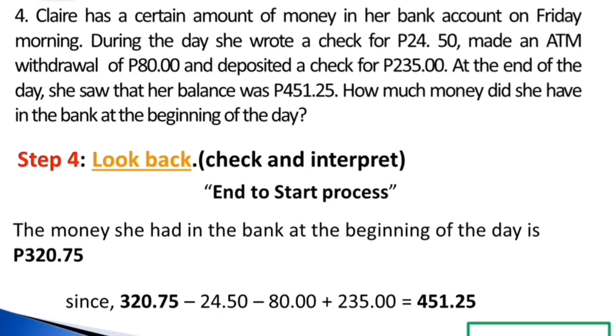So 320.75 subtracted by 24.50 because she wrote a check, then another subtraction because she made an ATM withdrawal. Then right after that is addition because she put some money by depositing it, an amount of 235. Since the balance at the end of that day is 451.25, that really satisfies the given equation. So that is the function of using working backward as the strategy in solving a worded problem.